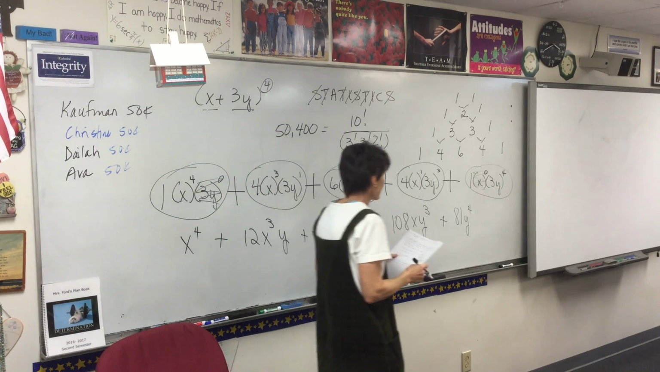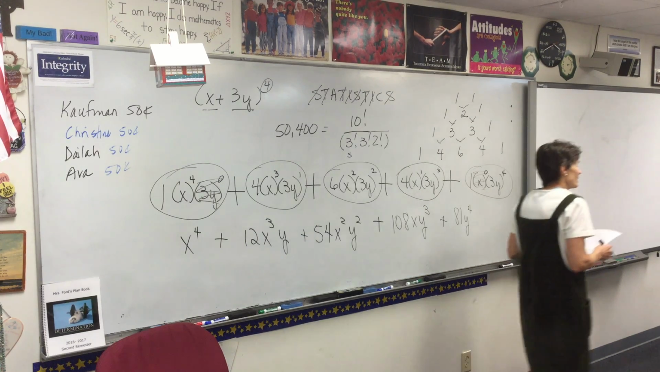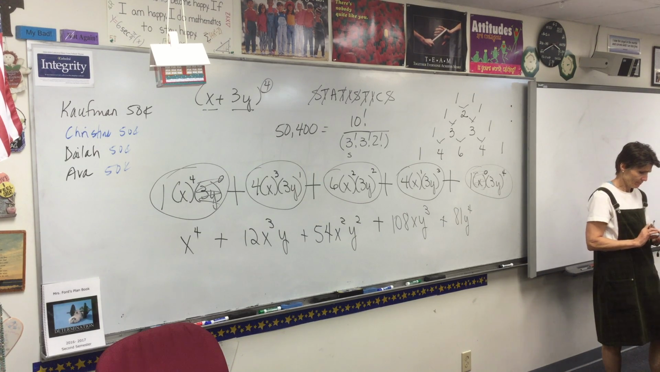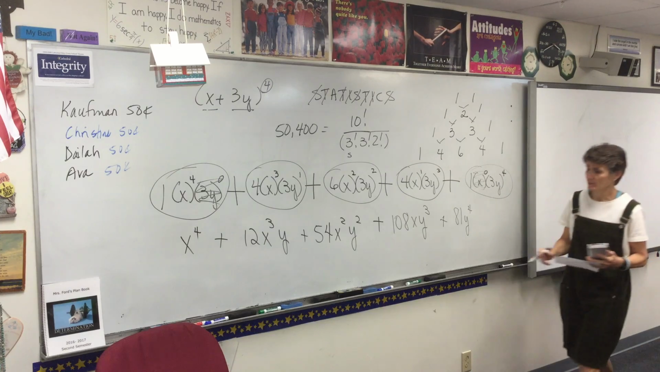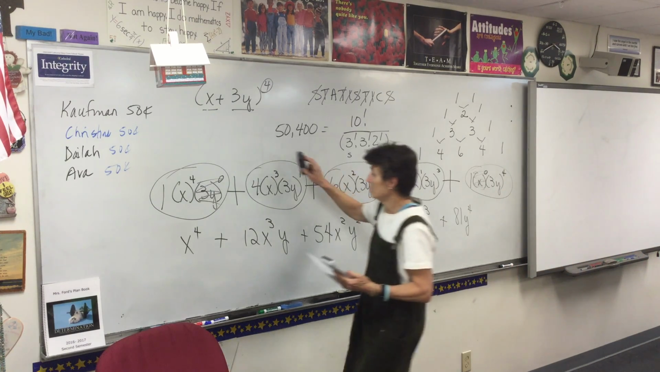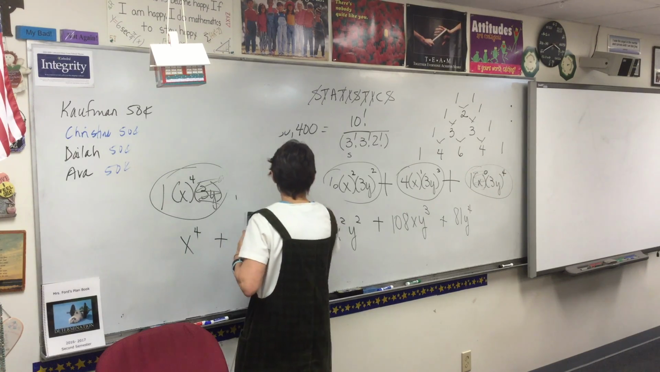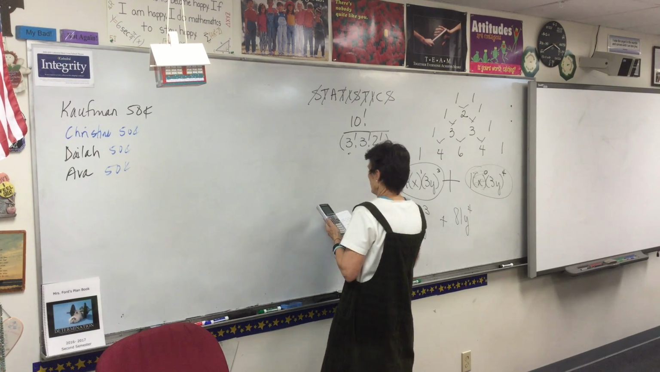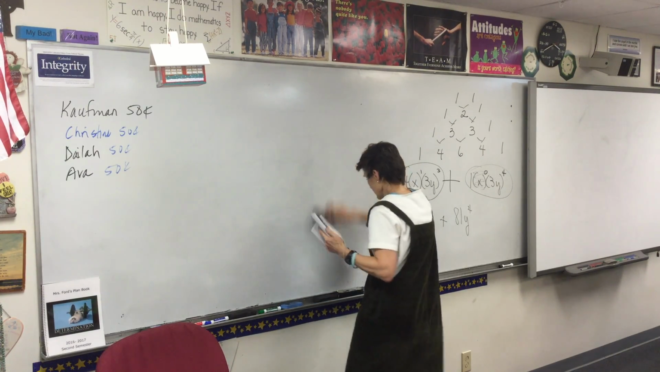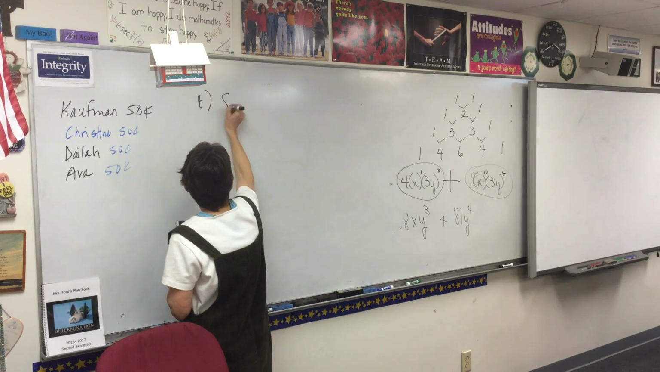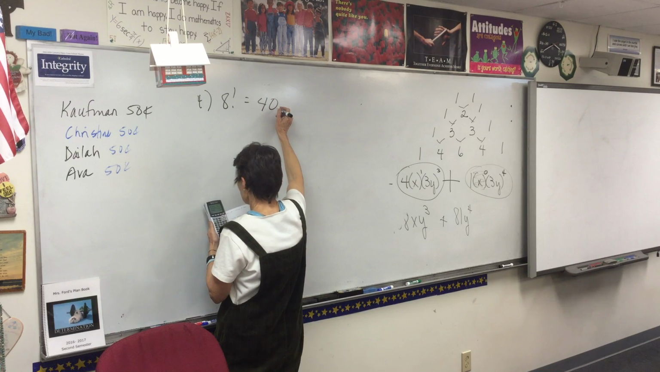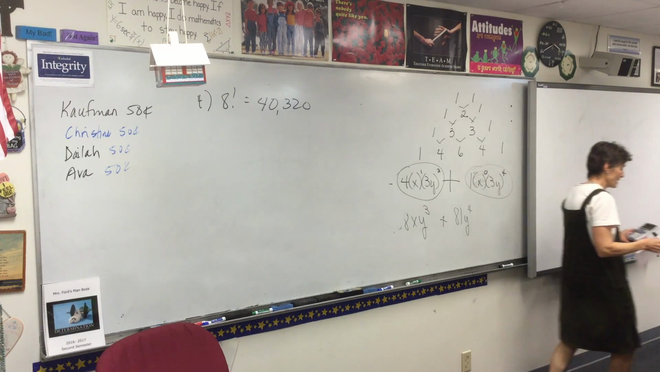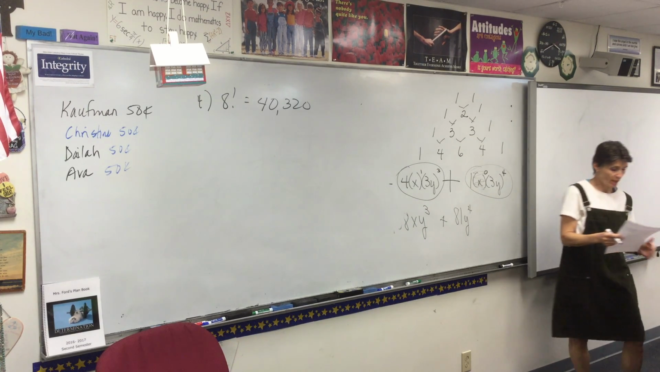How many ways, this is number 4, how many ways can I arrange 8 dolls on a shelf? 8 factorial. So problem number 4 is 8 factorial. And 8 factorial is 40,320. So the answer to number 4 is 8 factorial, which is 40,320. So there are that many ways to arrange 8 dolls on a shelf.